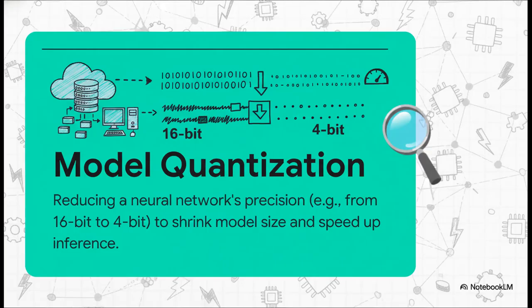Now, hold on. Before we compare the cores themselves, we gotta talk about a really key concept called model quantization. In simple terms, it's basically a way to shrink AI models down and make them run faster. It reduces the precision of the numbers they use, kind of like compressing a huge image file without losing the important details. And this is absolutely critical if you want to run these massive models on your home PC.